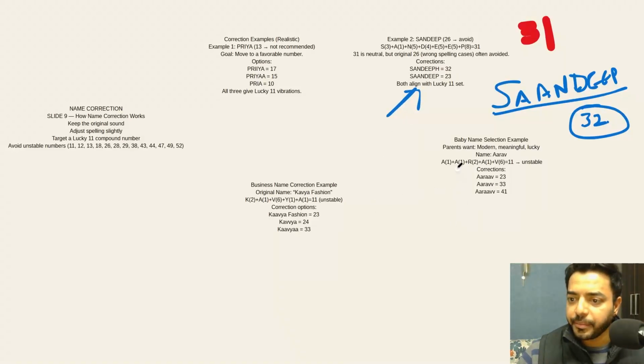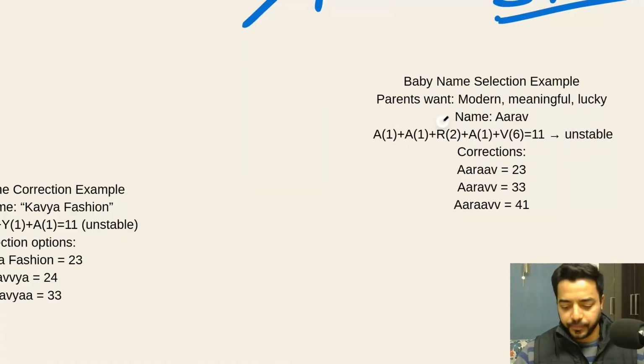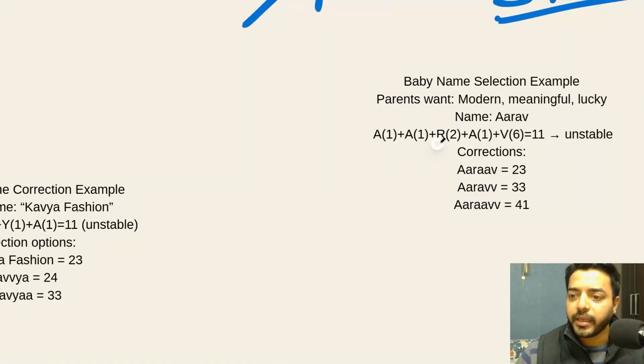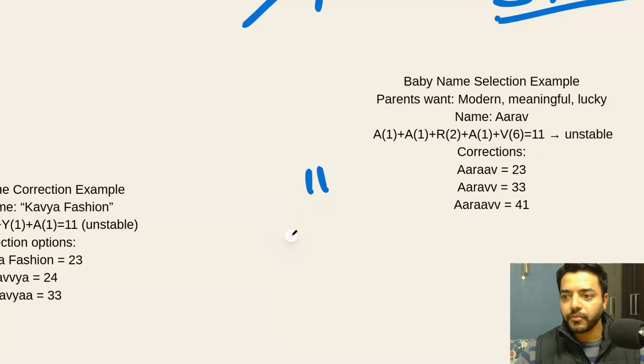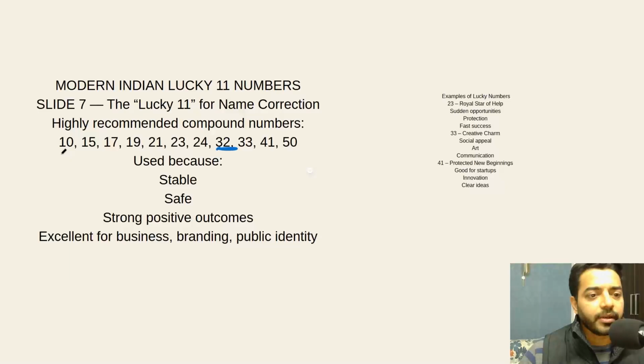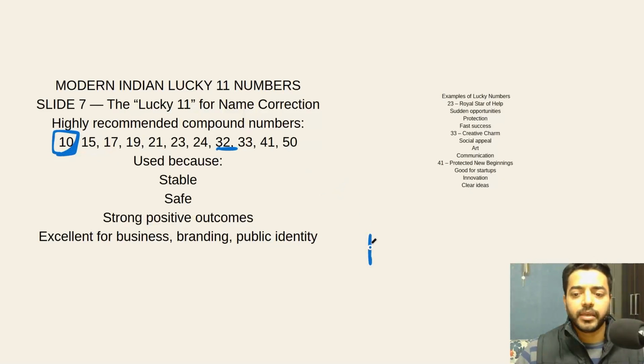Similarly, let's say a baby name. Okay, the baby name AARAV is 11, right? So 11 minus 1 is a good number. So you can just say AARAV.